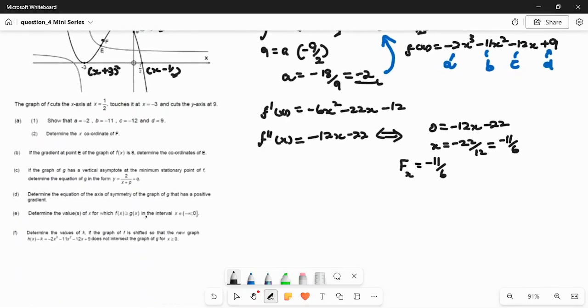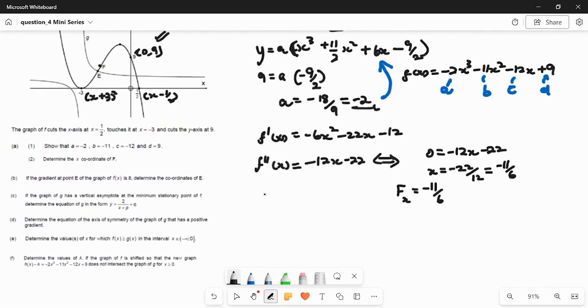Question number B. If the gradient at point E of the graph of f of x is 8, determine the coordinates of E. So now we are required to find the coordinates at point E, where these two functions are equal. In this instance, since we're given the gradient of this function at that point, we will not use how we normally find where two functions intersect, where we equate their equations and solve for x.